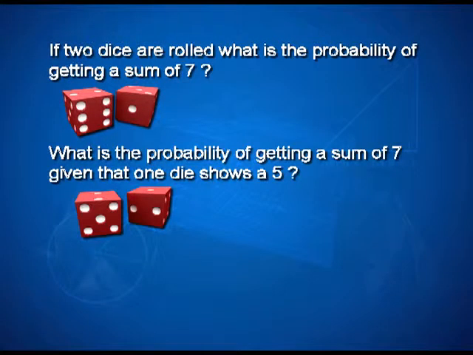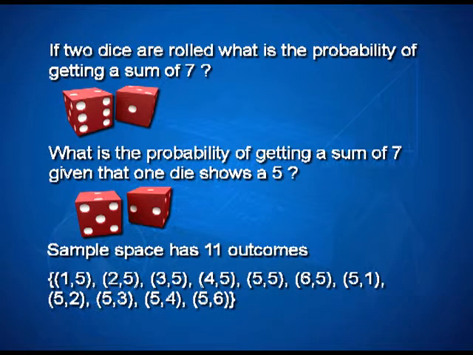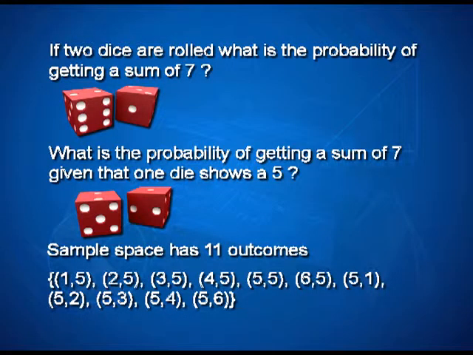What happens in the second situation? We are given that one die shows a 5. How many possible outcomes result out of that? 11. Eleven ordered pairs of the kind (1,5), (2,5), (3,5), etc. are the ones which we know possibly would have happened. So, the total possible outcomes, instead of 36, have now reduced to 11. Out of these, only 2 satisfy the condition that the sum is 7.